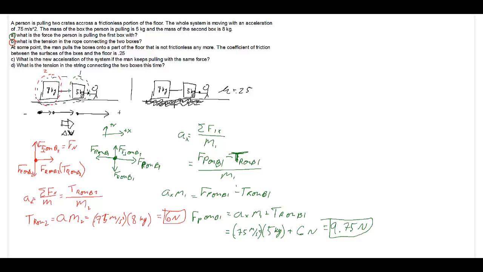The rope is exerting a force of 6 newtons between the two boxes, pulling this way on box 2 and pulling to the left on box 1.